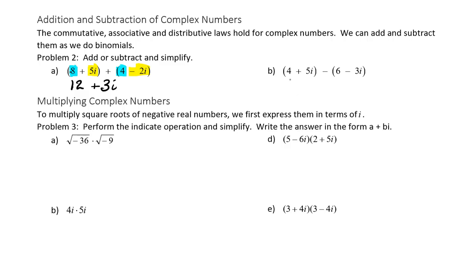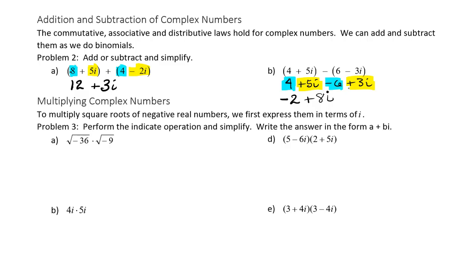In part B, we have 4 plus 5i minus 6 minus 3i. And so we have to subtract that whole second grouping. Let's just rewrite the whole thing. 4 plus 5i minus 6 plus 3i, distributing the negative. The terms with i's will combine, and the terms that are just real numbers, in this case integers, will combine. We have 4 minus 6, which is negative 2, and 5i plus 3i is 8i.